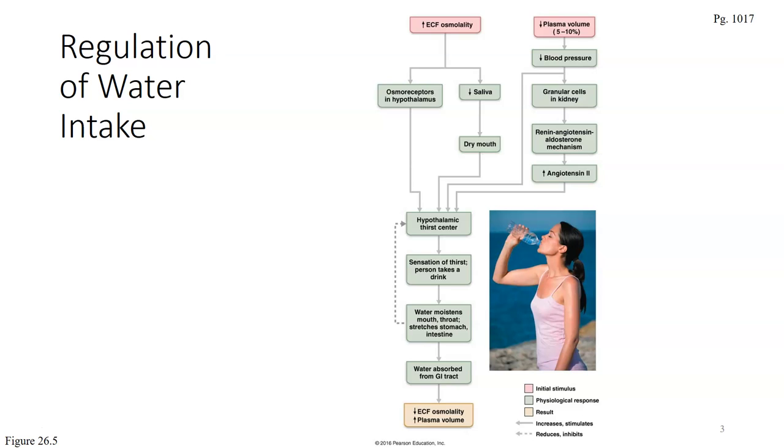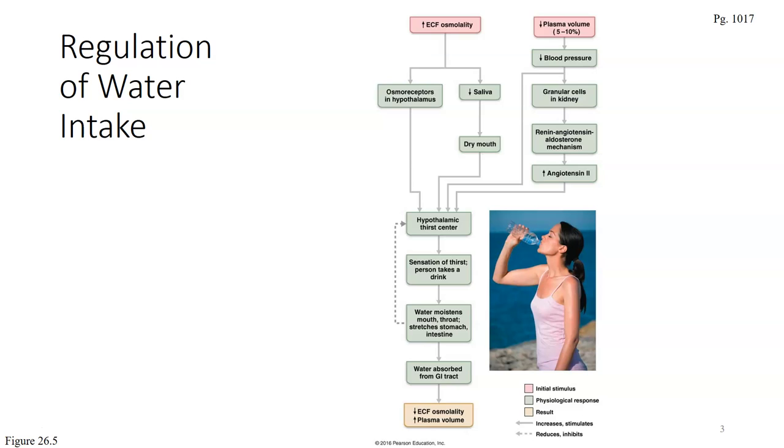The thirst mechanism is a driving force of water intake, and it is governed by the hypothalamic thirst center. Hypothalamic osmoreceptors detect extracellular fluid osmolality and are activated by either an increased plasma osmolality of 1 to 2%, dry mouth, decreased blood volume or pressure, angiotensin II, or baroreceptor input. Baroreceptors detect the pressure in your blood volume.